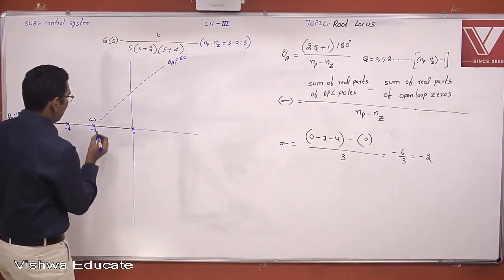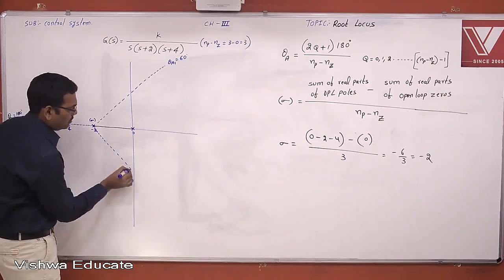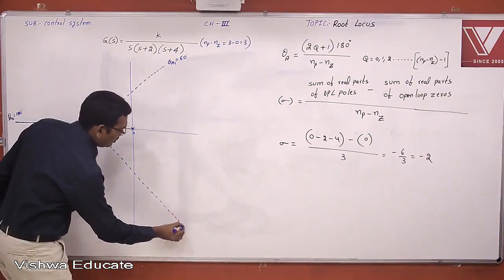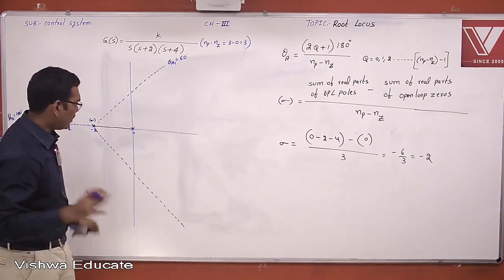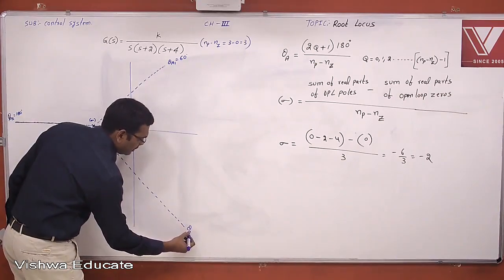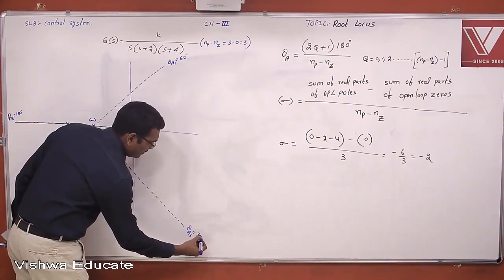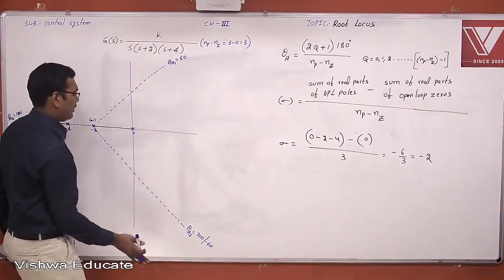And the third angle of asymptote is 300 degrees. You just draw the symmetrical angle, that's it. Angles of asymptotes are always symmetrical. Okay. This is another angle of asymptote, 300 degrees or minus 60 degrees.